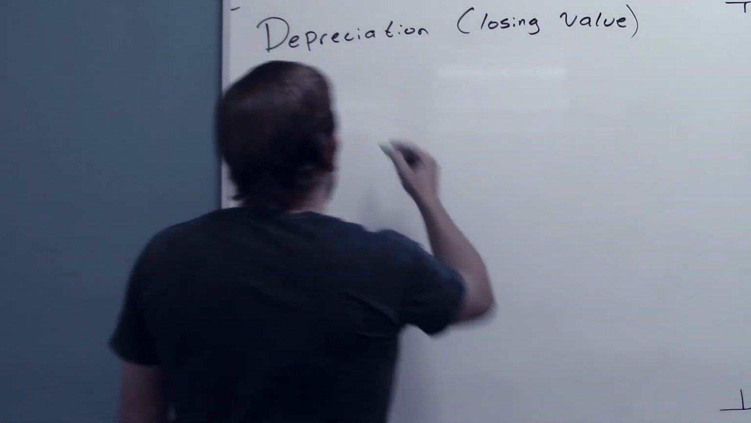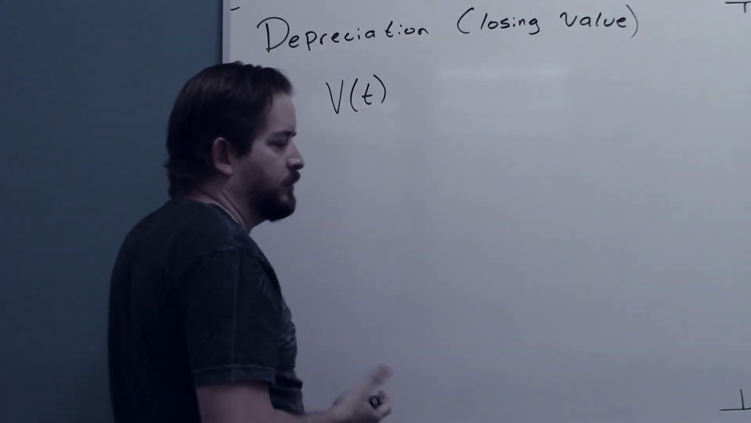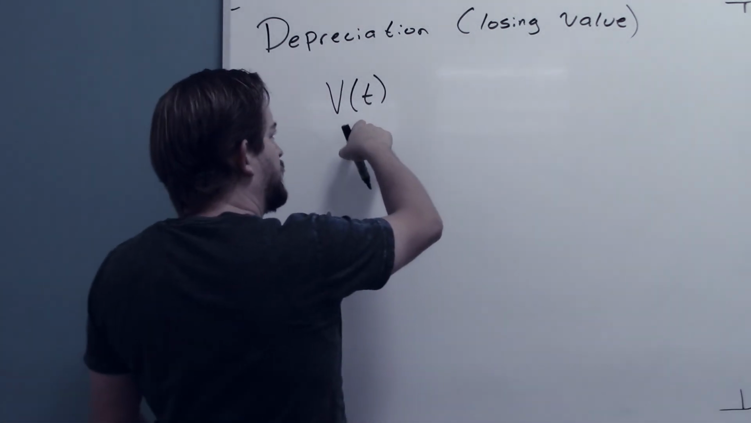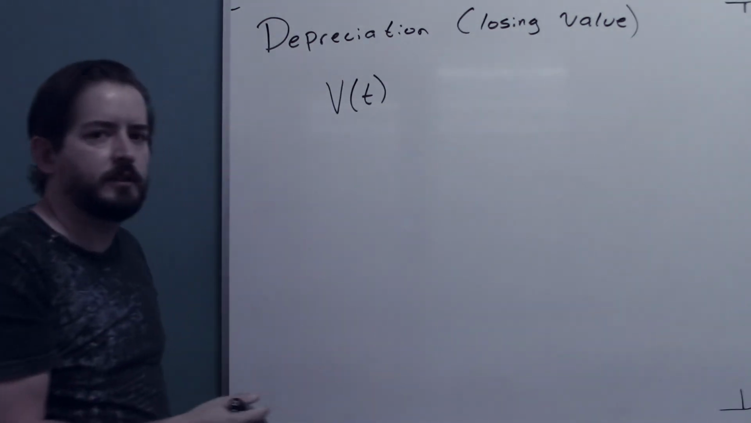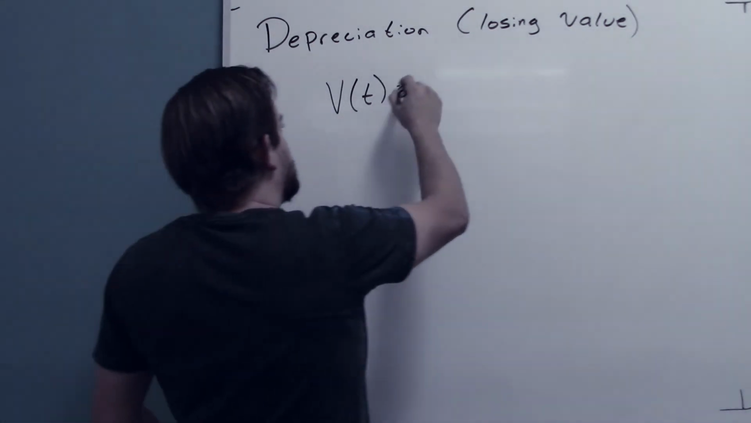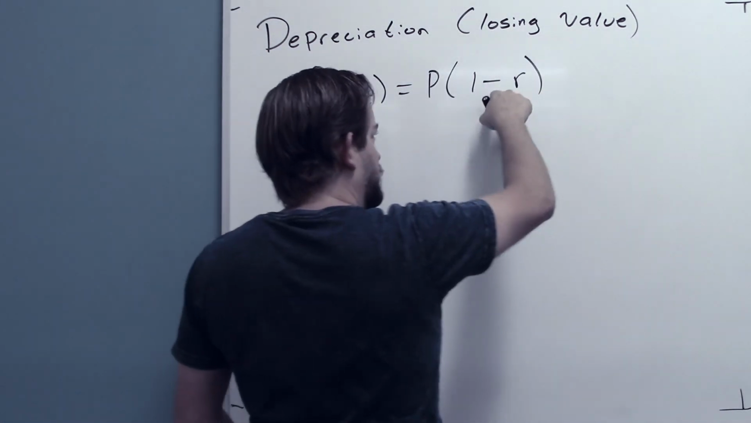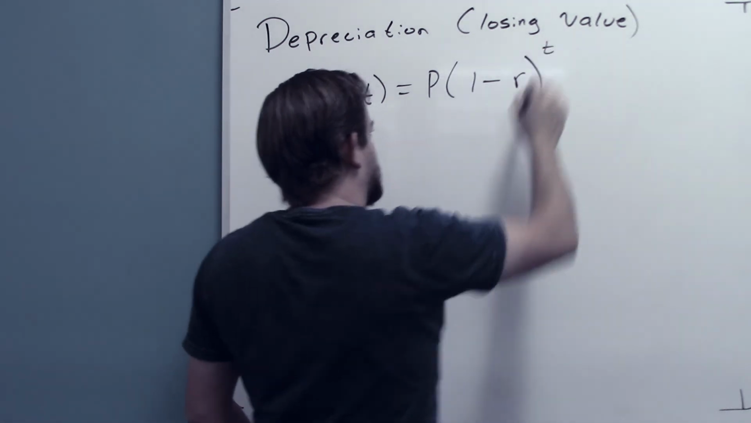So this is almost the same, well, it is the same formula, except it's just called a couple of different things. Instead of the amount in an account, it's now called the V of T for the value, but it's still P, and it's 1 minus R because we're now losing value, and then still raised to the T, right?